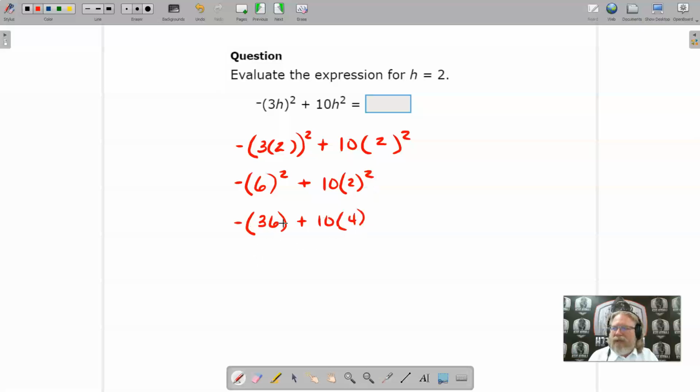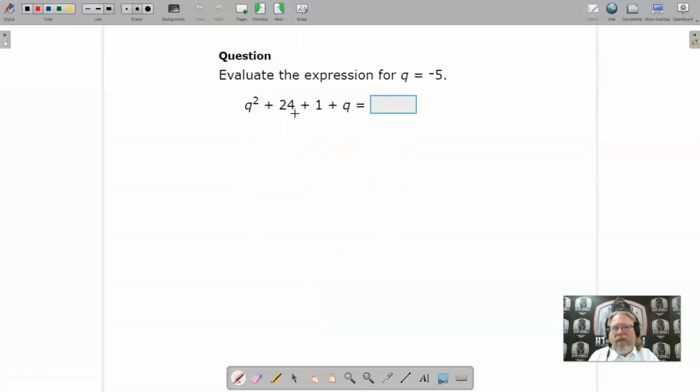So now I have the opposite of 36, which is negative 36, plus 10 times 4. Well, positive times positive is positive. 10 times 4 is 40. And now I have integer addition. One's negative, the other one's positive, so I know I'm going to actually subtract the greater absolute value of 40 and subtract from it the absolute value of negative 36, which is 36. That's going to give me 4. So I have 4 there, and 40 has the greater absolute value, so it wins out. It's positive, so my answer is positive as well.